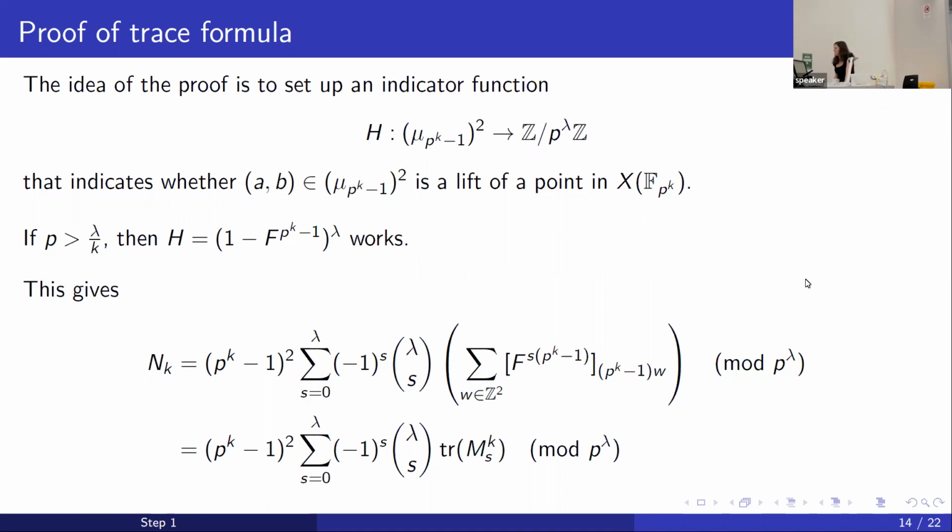In this nice case we're in here, where p is bigger than λ·k, taking h equal to 1 minus f^(p^k − 1) to the λ will work as our indicator function. So with this indicator function, we get this first nice formula here, which expresses the number of points in the degree k extension as a sum of sums of coefficients of powers of f^(p^k − 1). To get from that first line to that second line, we exploit this map that sends each variable to its p-th power, and that's how we manage to efficiently compute those coefficients that we need in our sum.